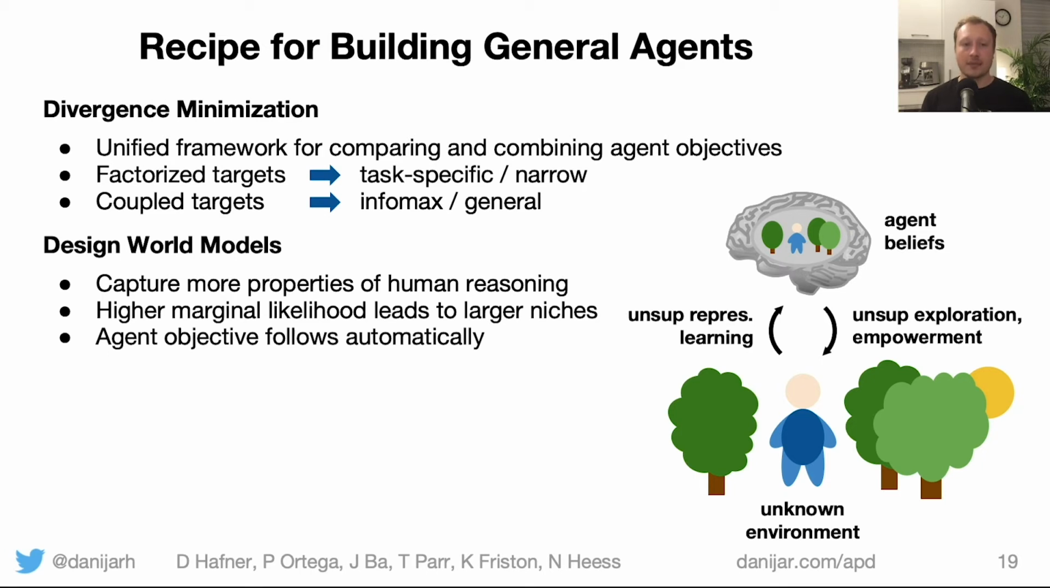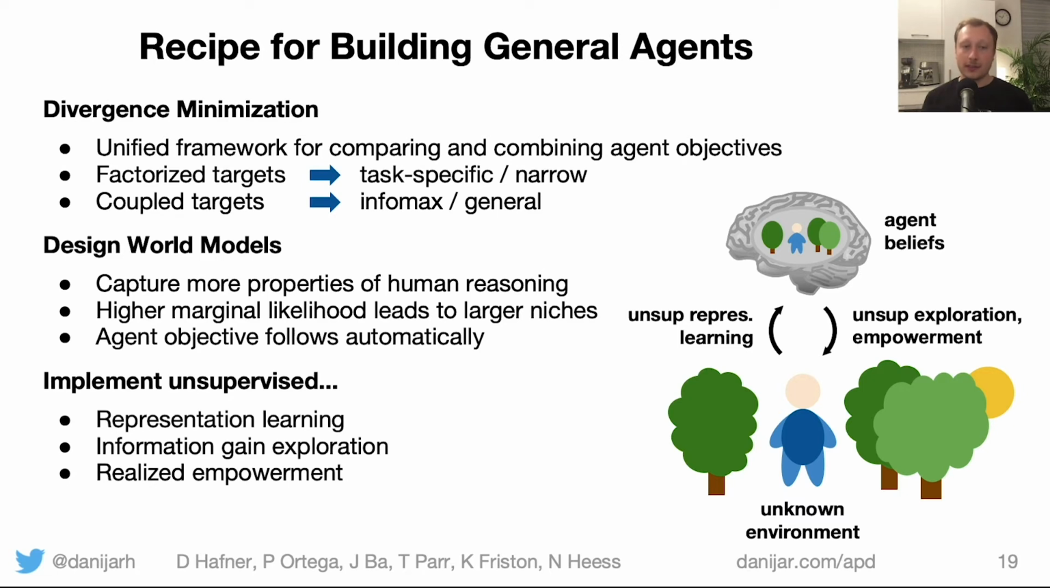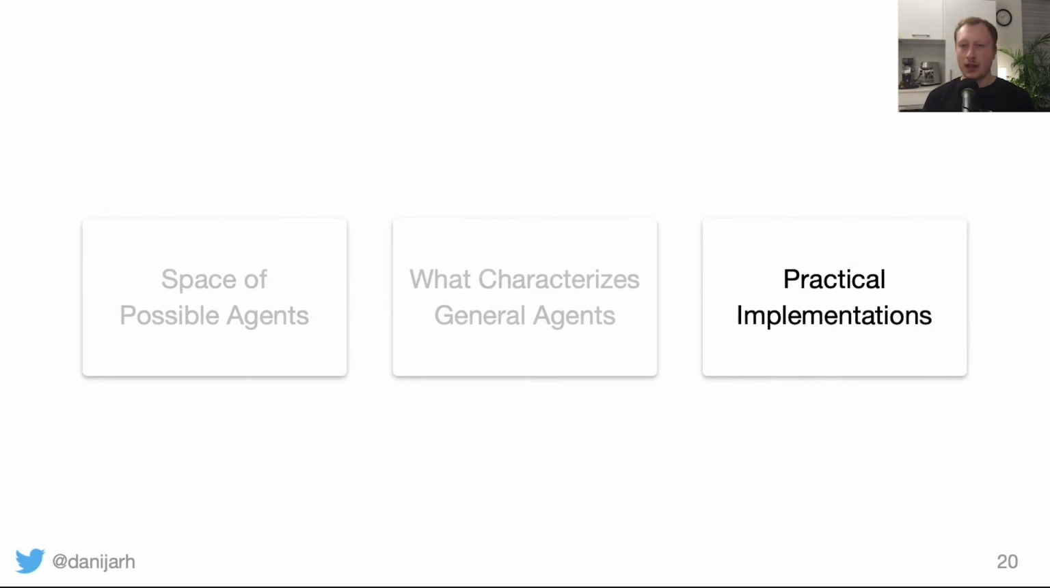In general, higher marginal likelihood leads to larger niches for the agent where it can understand its inputs, and the agent objective follows automatically. Specifically, given the world model, we should implement unsupervised representation learning, unsupervised expected information gain exploration, and realized empowerment. Let's now look at practical implementations that go towards implementing this recipe.